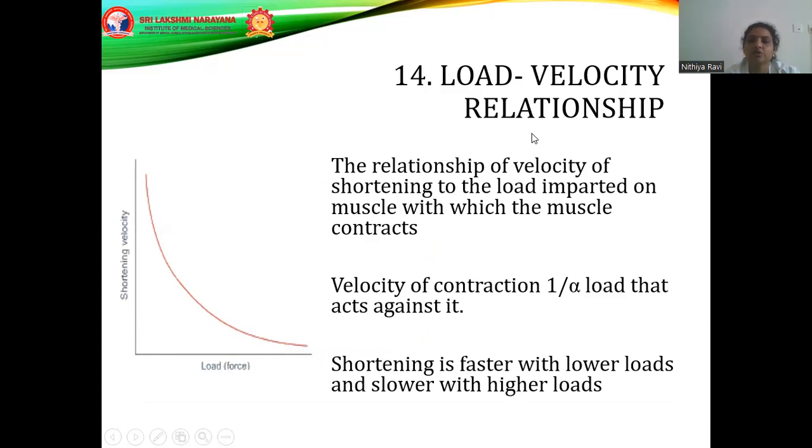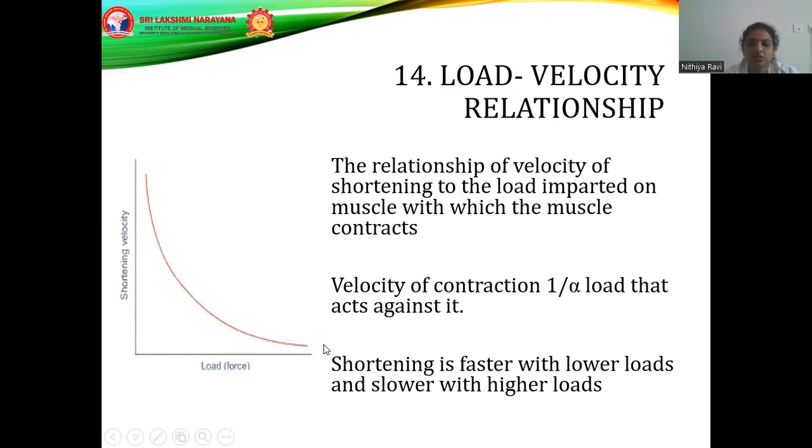And finally, coming on to the load velocity relationship, the relationship of velocity of shortening to the load imparted on the muscle with which the muscle contracts. So this is mainly going to give you a relationship between the velocity of shortening, which is denoted on the y-axis, and the load which is imparted on the muscle fiber. Okay, here if you see, the velocity of contraction is inversely proportional to the load. So that's why you see that the line is a downward graph.